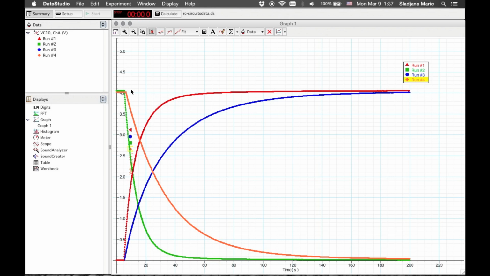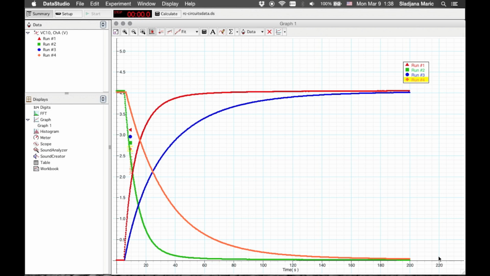So these curves here represent a voltage as a function of time. Since the equations that explain how the voltage across the plates of the capacitor change for the charging and discharging capacitor have the e to the negative t over RC term, to linearize these equations we had to take a natural log of both sides.